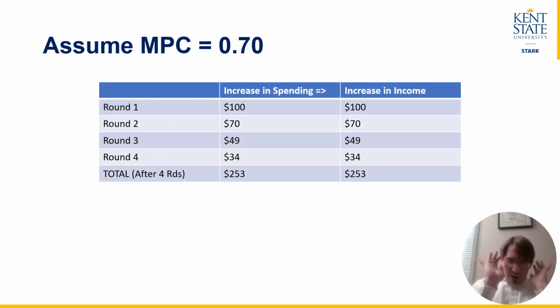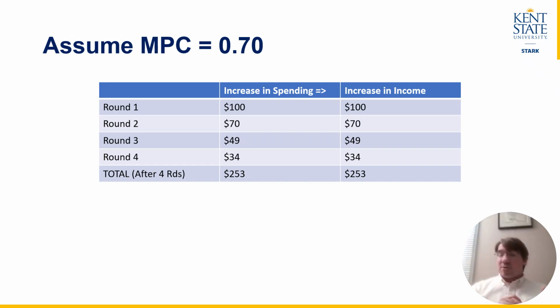Okay, so let's go ahead and show how this MPC works in terms of creating a ripple effect. Let's say that in the first round, somebody decides they're going to go out and spend $100. So this $100 shows up as somebody else's income. Now, the person that gets this $100 of income has $100 they previously did not have.